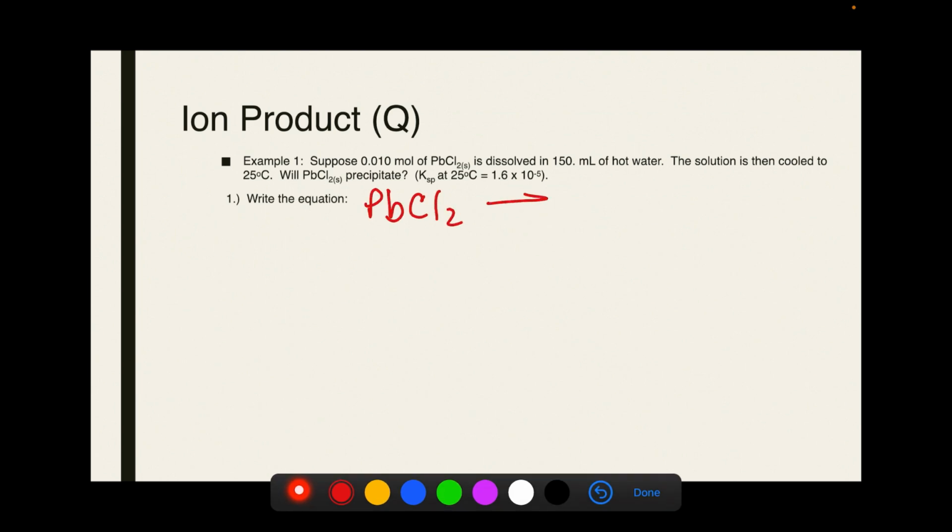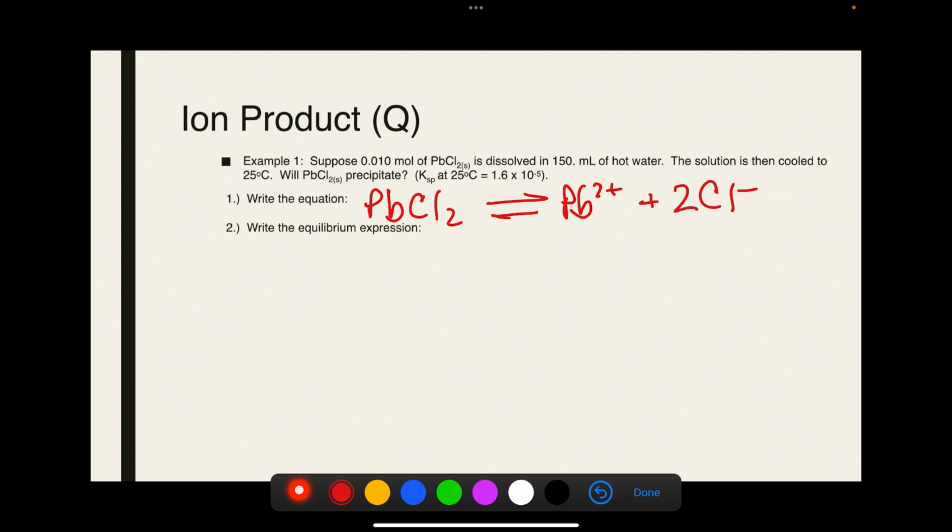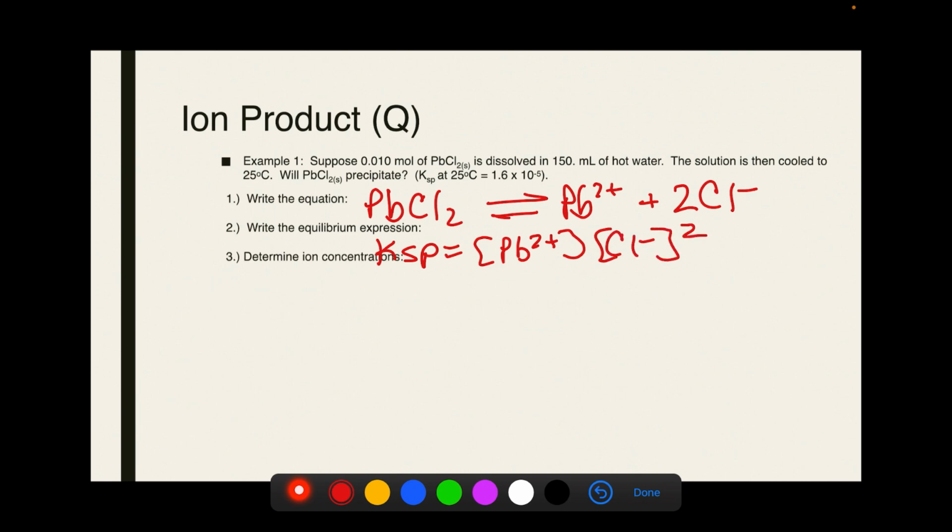So PbCl2 is going to be in equilibrium with Pb2+ ions and 2 chloride ions. Then we'll write the equilibrium expression. In this case, KSP is going to be equal to the lead 2+ concentration times the chloride concentration squared. Then we need to determine our ion concentrations. Let's take Pb2+ first.